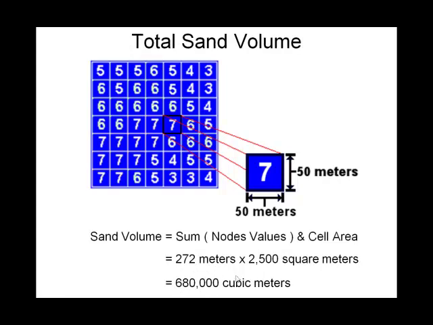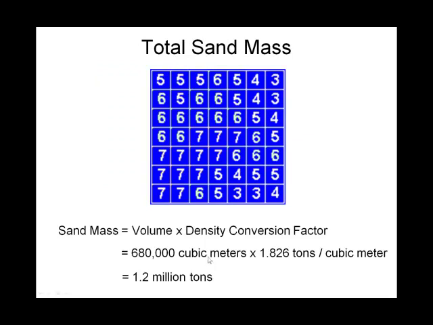If we sum all of the node values and multiply by the cell area, we get the total sand volume. In this example, the sum of all node values is 272 meters. So we multiply this number by 2,500 square meters, the area of each cell, to get a total sand volume of 680,000 cubic meters. To convert from volume to mass, we multiply the total volume by a density conversion factor. In this case, we take the volume of 680,000 cubic meters and multiply it by a conversion factor of 1.826 tons per cubic meter, and the result is 1.2 million tons of sand.